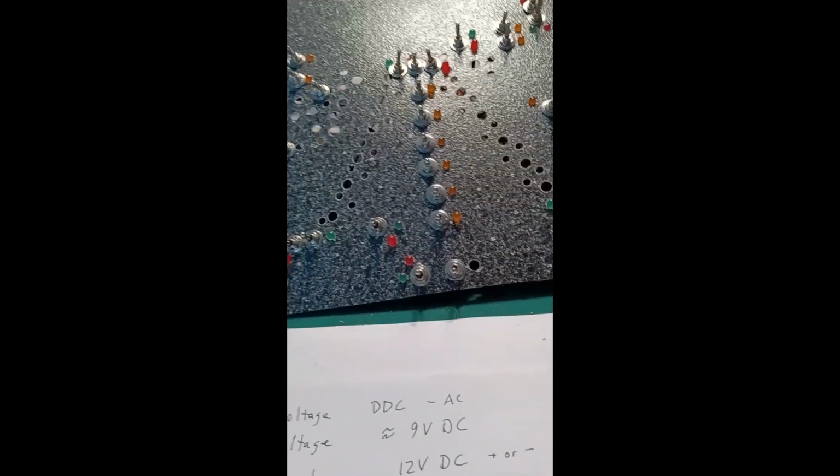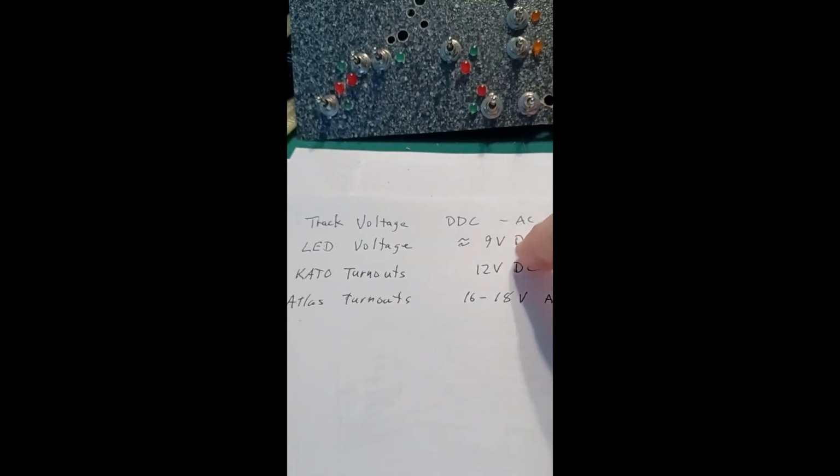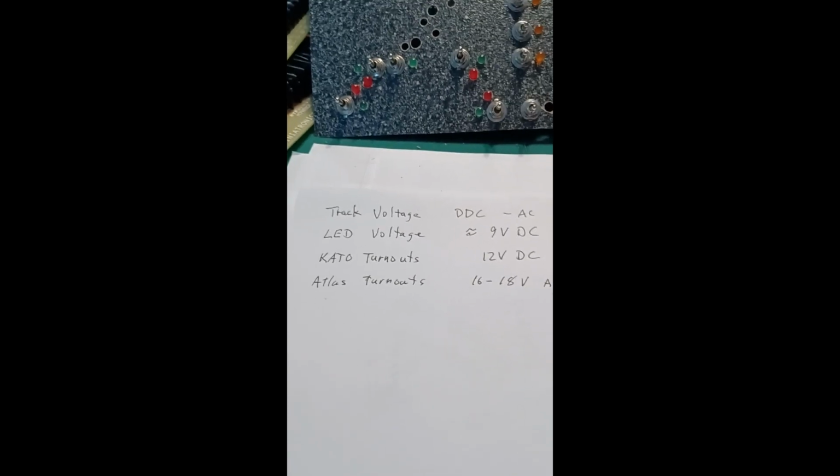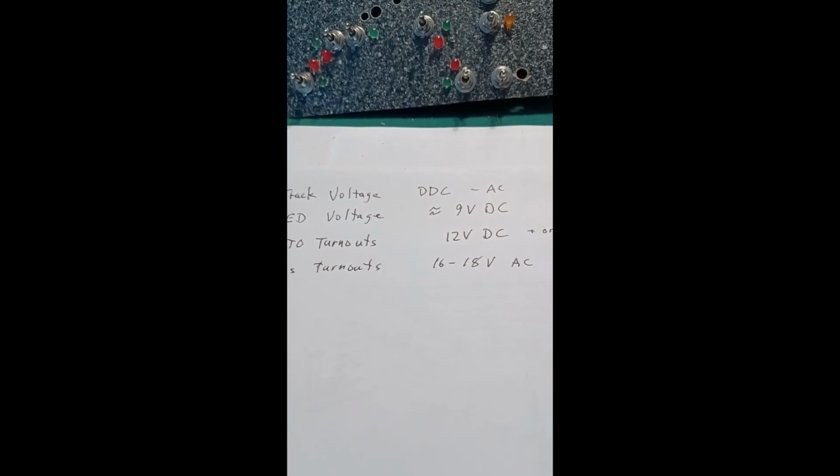So anyway, getting back to the turnouts, the Kato turnouts are 12 volts DC, positive or negative. The Atlas turnouts and the other turnouts that I have are 16 to 18 volts AC, and they're 3-wire. Again, the Kato turnouts are 2-wire. The rest of my turnouts are 3-wire. And those turnouts operate best on 16 to 18 volts AC.